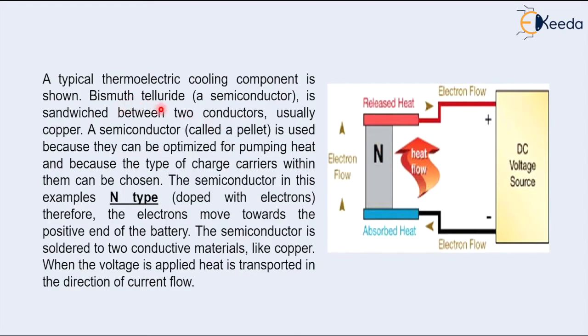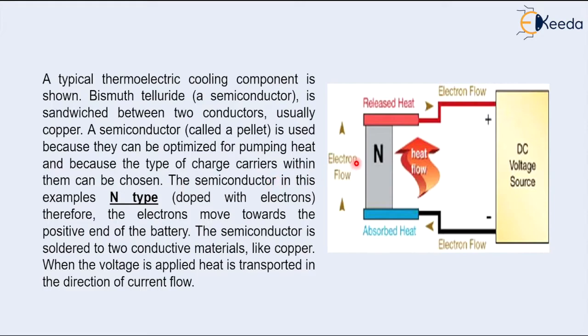I have taken bismuth telluride sandwiched between two conductors. This is one conductor and this is the second conductor. Between these two conductors, this semiconductor device is sandwiched. A semiconductor called a pellet is used because they can be optimized for pumping heat, and because the type of charge carriers within them can be chosen.